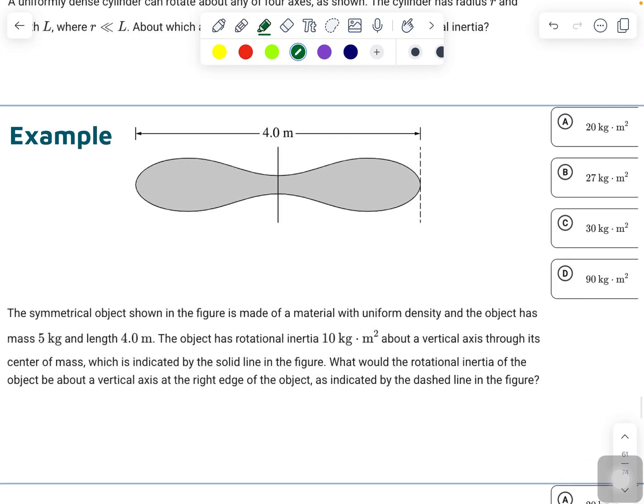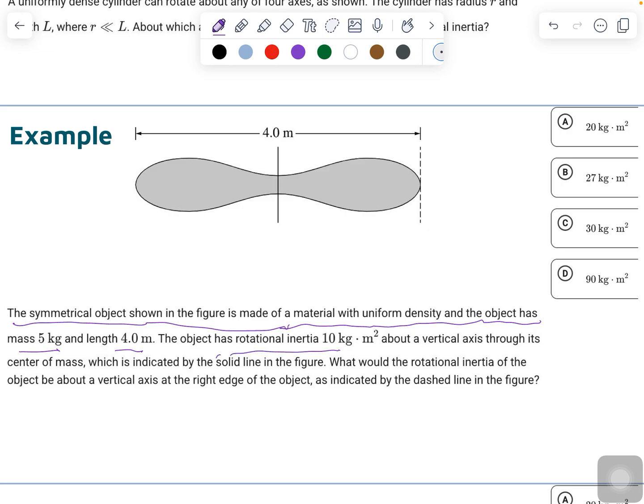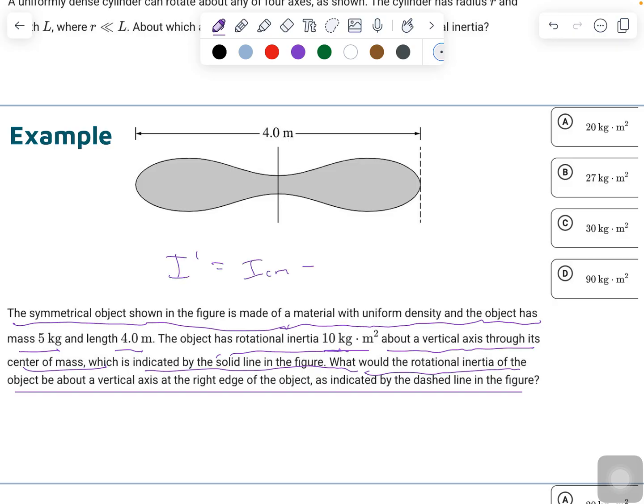All right, this is the last one here. And again, this is going to be using that new equation. The symmetrical object shown in the figure is made of a material with uniform density, and the object has mass 5 kilograms and length 4 meters. The object has rotational inertia 10 kilograms times meter squared about a vertical axis through its center of mass, which is indicated by the solid line in the figure. What would the rotational inertia of the object be about the vertical axis at the edge of the object? So we are going to have I prime is equal to I center of mass plus M D squared.